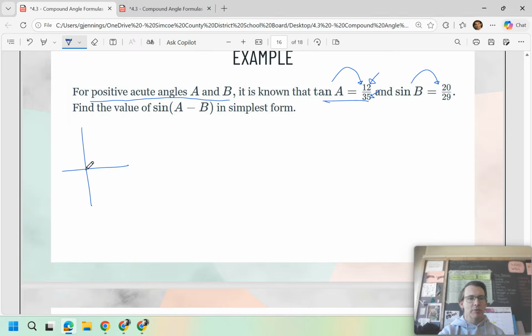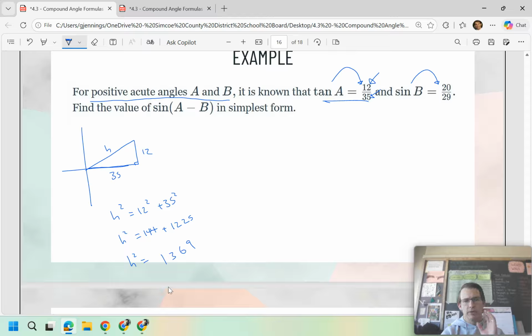So A looks something like this, where this is 12 and this is 35. Now we're interested in, what is H? So H squared would be equal to 12 squared plus 35 squared. 12 squared is 144. 35 squared is 1225. When we add those together, H squared is equal to 1369. I don't know this Pythagorean triple.